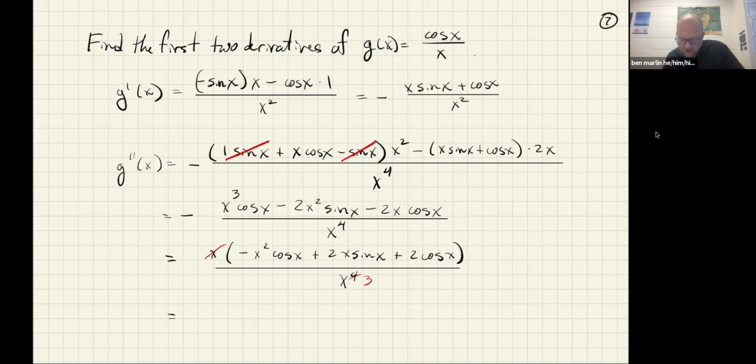And I guess I'm going to write this minus x squared cosine x plus 2x sine x plus 2 cosine x all over x cubed. Now, if you wanted to, you could have grouped the cosines together and had a 2 minus x squared cosine x. But yeah, that's about as nice as you could make it there. Okay.